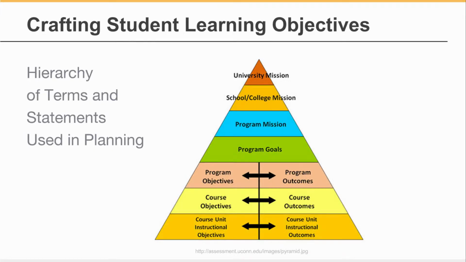Before we get started, let's take a look at this graphic, which provides a visual hierarchy of all the different types of statements that influence the design of a course and the writing of one's objectives. For our purposes, we will mostly be looking at the bottom two levels of this pyramid, course objectives and unit objectives. Note that the terms outcomes and objectives are used interchangeably in this graphic.